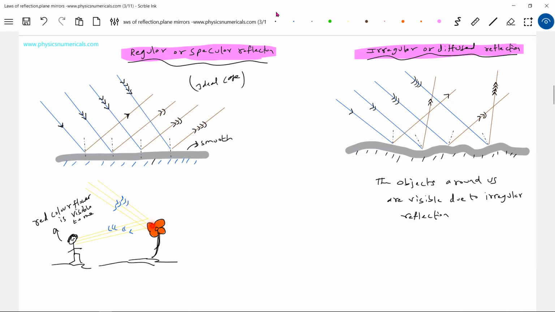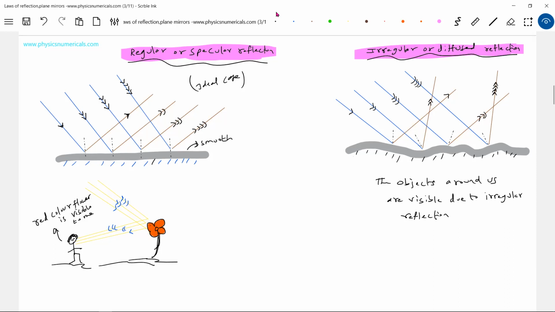So what type of reflection occurs at the surface of the flower? Irregular reflection. The same thing happens for objects around us in a room. Suppose you are in a room. Why is the wall visible to you? Because the light emitted by the sun falls on the wall, and after reflection it enters your eye. Then you are able to see that wall. Getting the idea? Similarly, how is a cupboard visible? The light emitted by the bulb at night falls on the cupboard, and the reflected light enters your eye, and you are able to see that object. That's the basic idea of visualization.